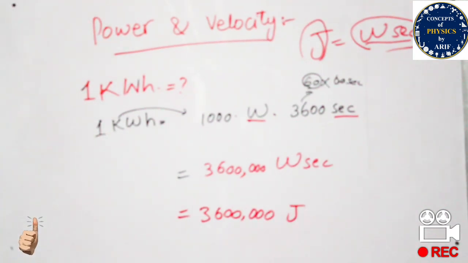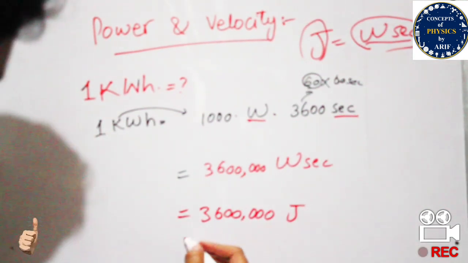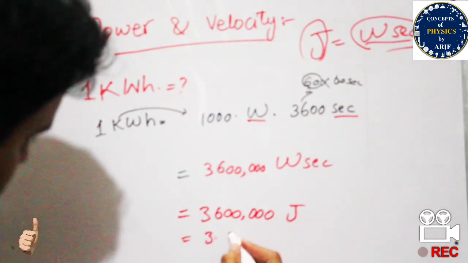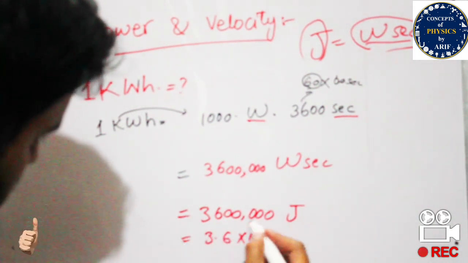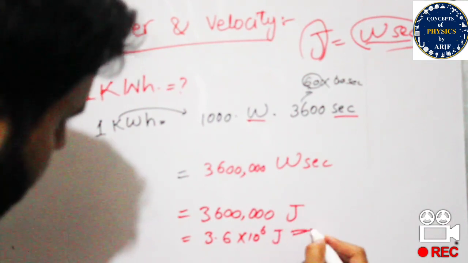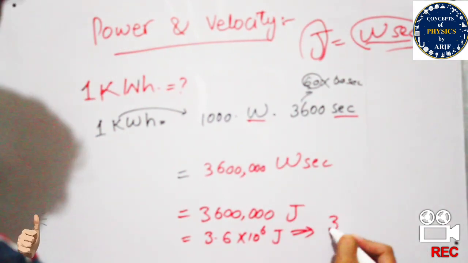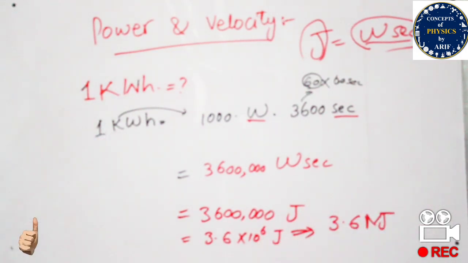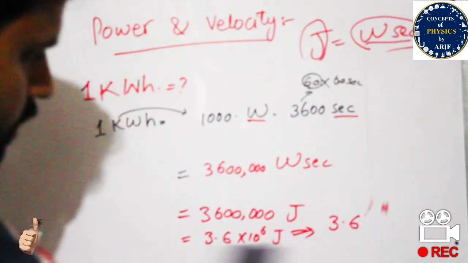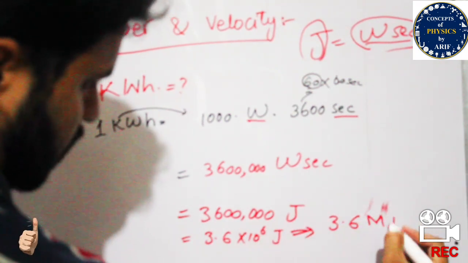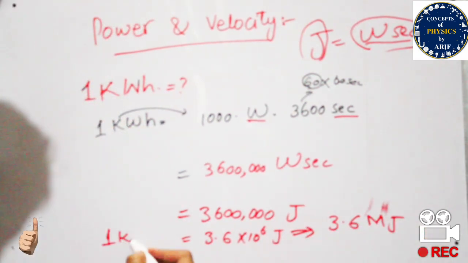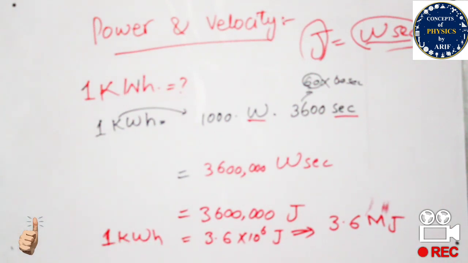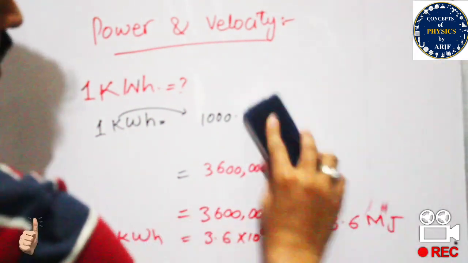And if we convert it into scientific notation, it will be 3.6 into 10 raised to power 6 joule. And we can also write it like this, 3.6 megajoule. Let me correct it: megajoule, it is 1 kilowatt hour. So in the entry test question or in the exam question, you are asked what the value of 1 kilowatt hour is.